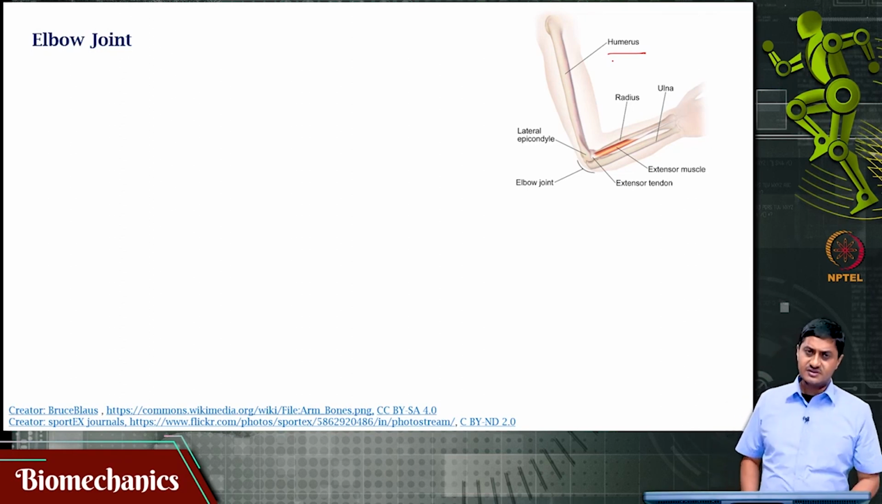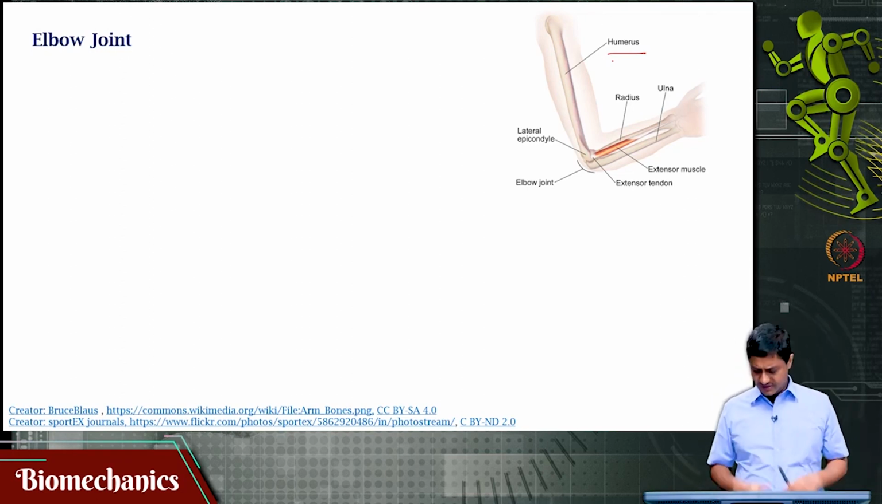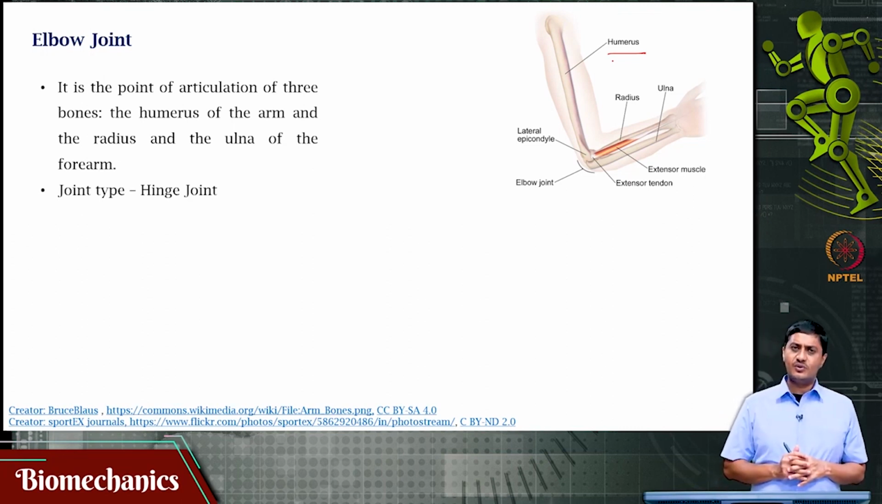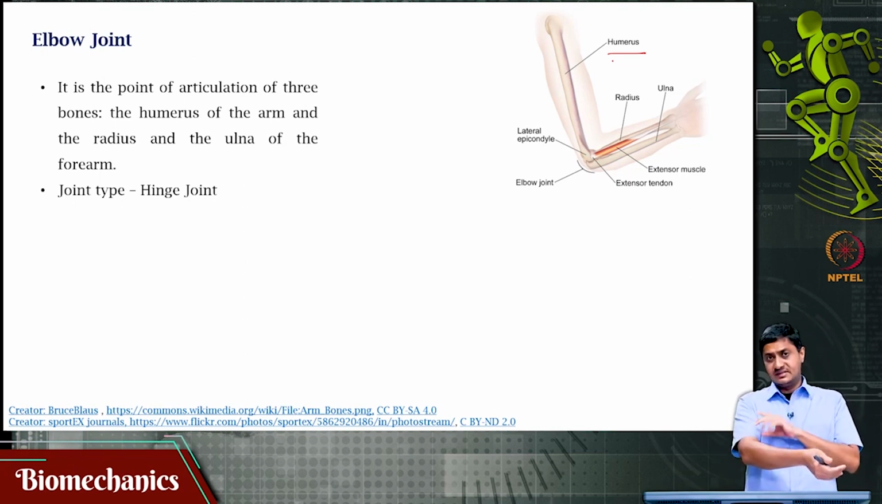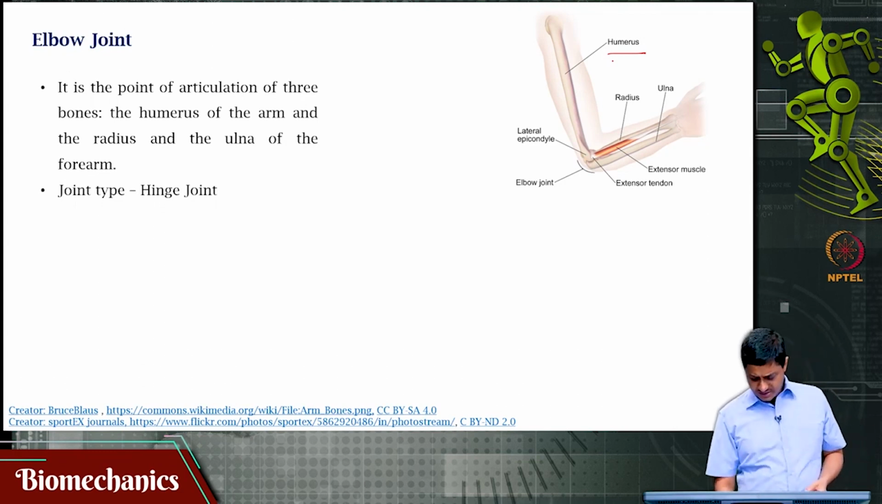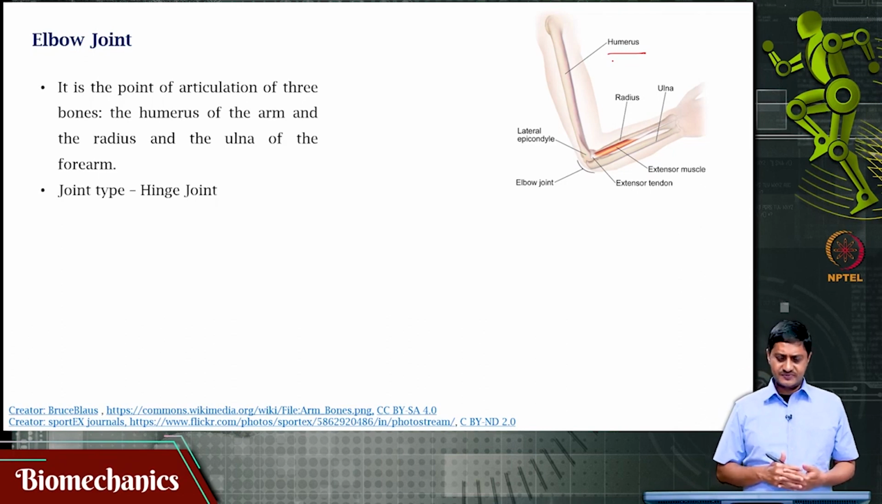These two things, radius, ulna, humerus. Since there are three bones that are involved, essentially there are three joints that are possible. One is the joint between the radius and ulna at the proximal end, then the joint between the radius and humerus, and then the joint between the ulna and the humerus. These are the three possibilities. So, which one of these constitutes the elbow joint?